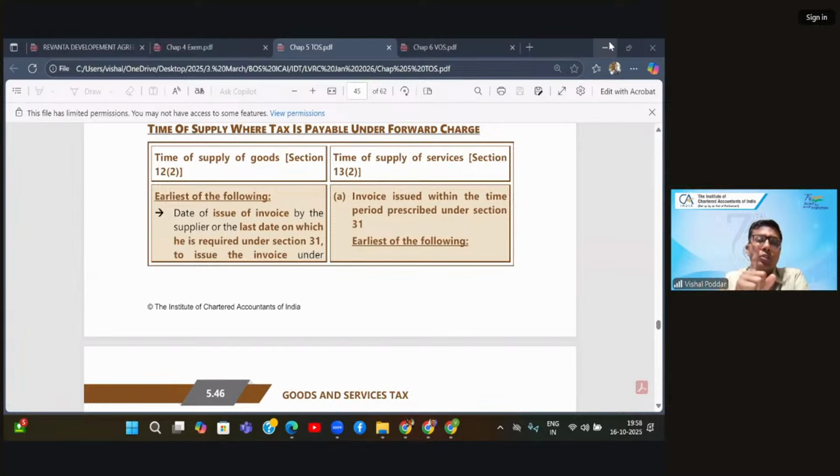So the invoice which I have issued is not as per the law. So we ignore that invoice. In that case, the time of supply will be decided on the basis of two dates. Date one, date of provision of service, which is today's date, 16th of October. Date of provision or date of payment, whichever is earlier.